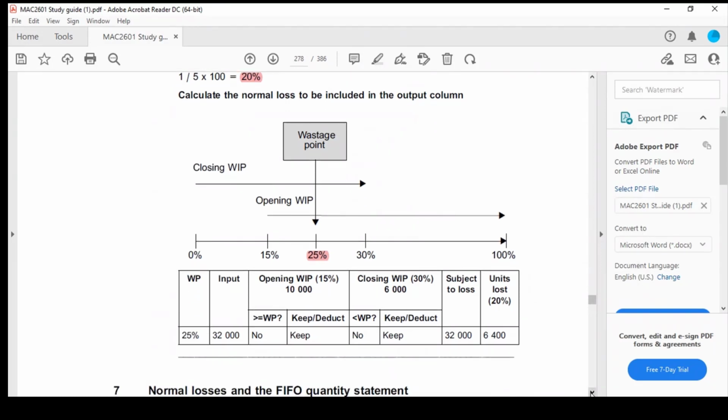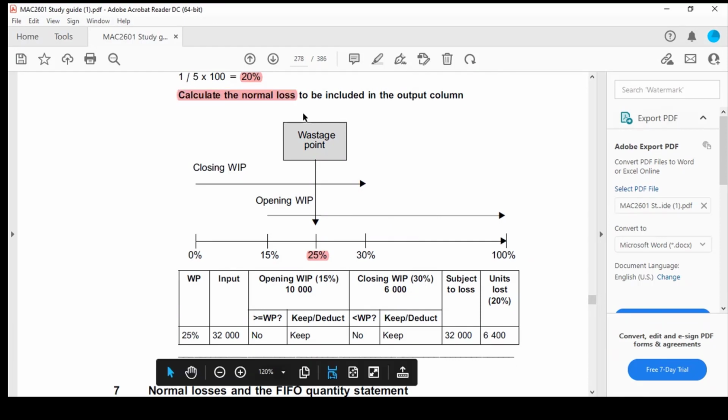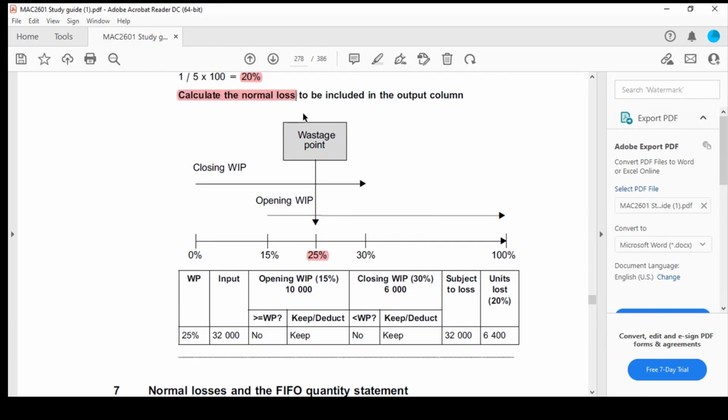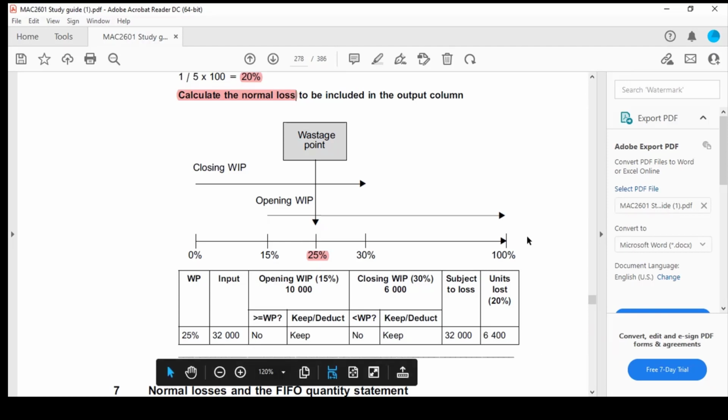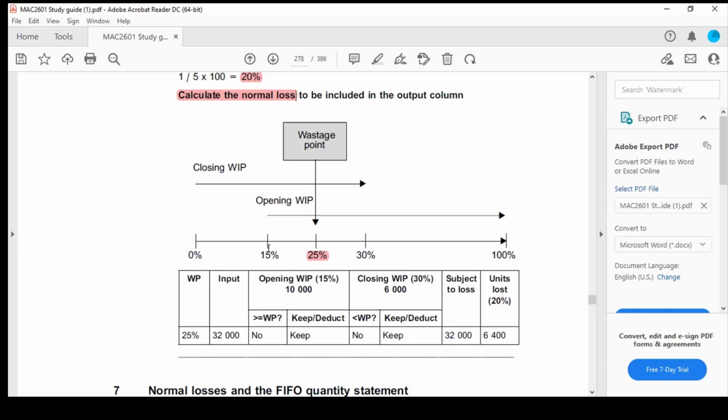Then we start calculating the normal loss. So I've got three things. I've got the wastage point, I've got the normal loss size now, and I know where my loss is happening. You start with the diagram. 0% is the beginning, 100% is at the end. My opening WIP is 15% completed, so I put it there. Closing WIP, 30%. My wastage point is 25%.